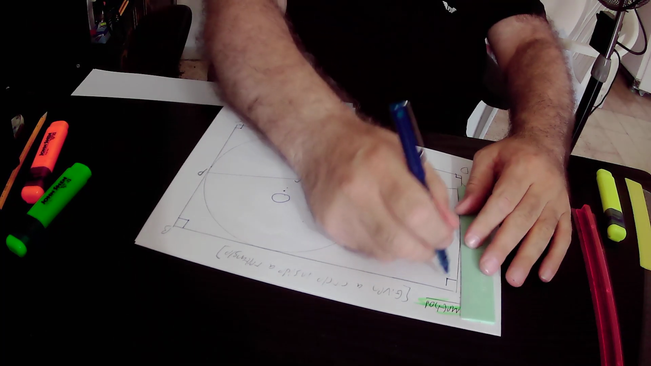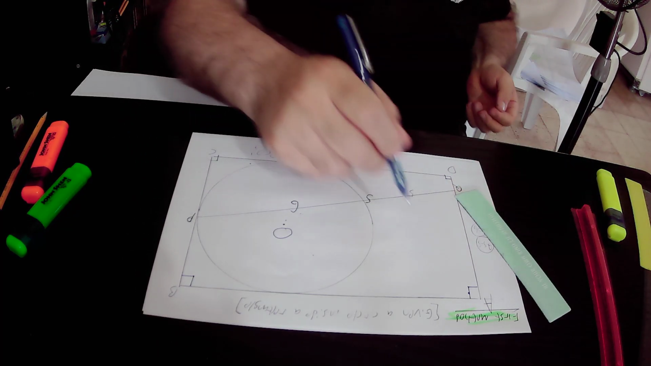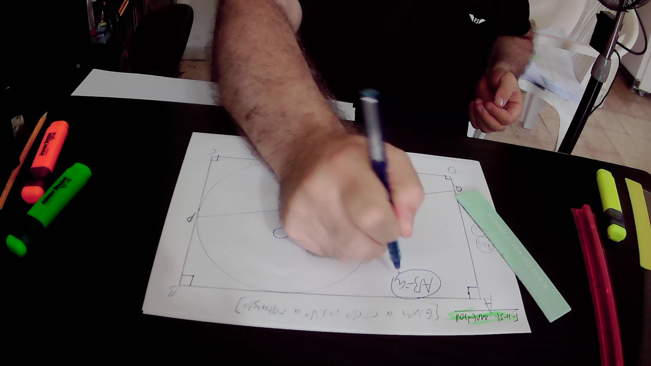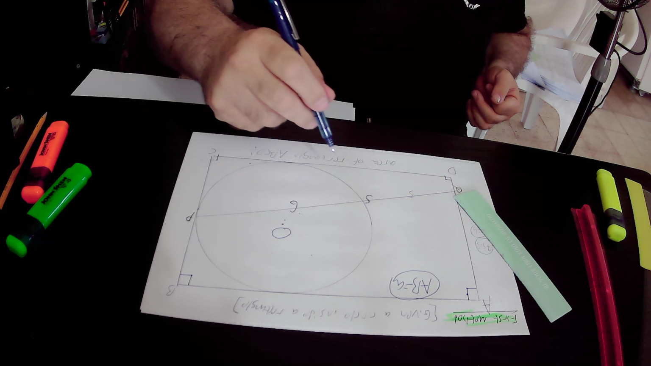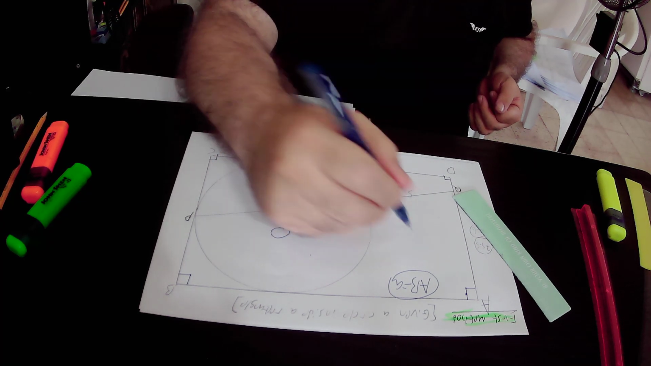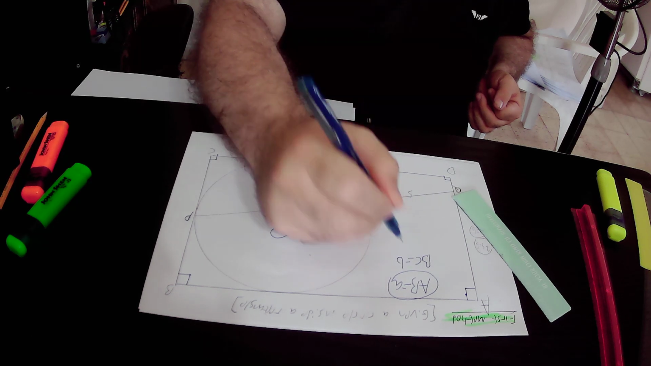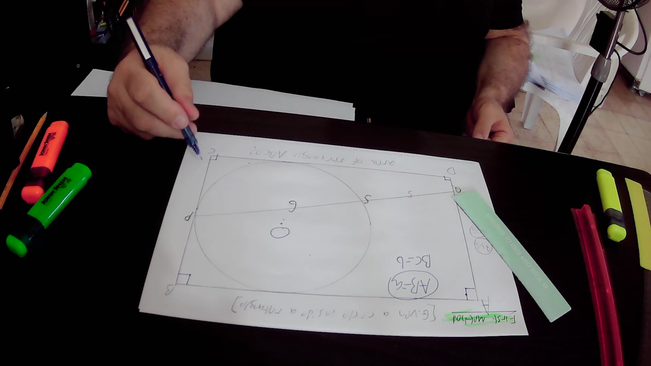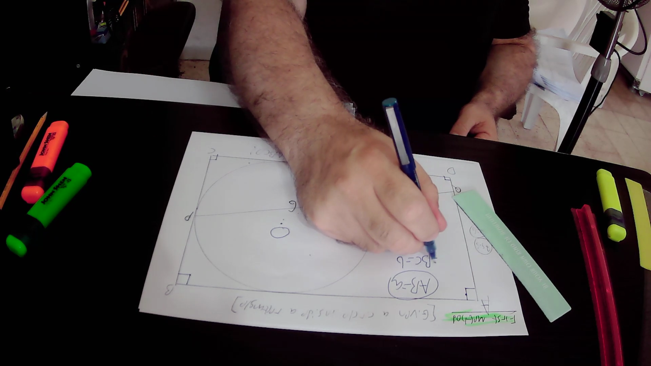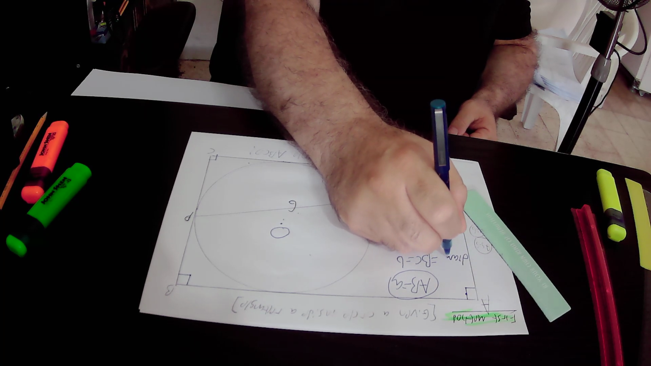We define side AB of the rectangle as A. We define side BC, the width of the rectangle, as B. BC is also the diameter of the circle, so I write it down. It is very easy to prove that BC is the diameter, but we will not do it.